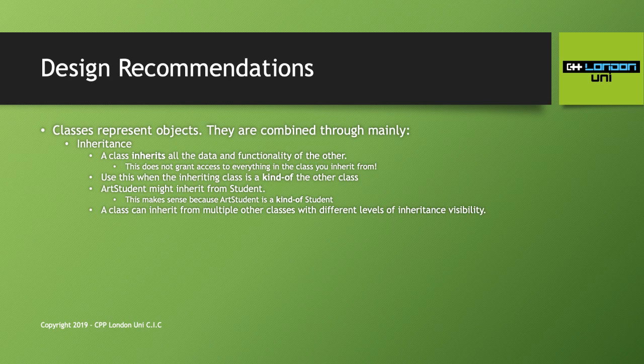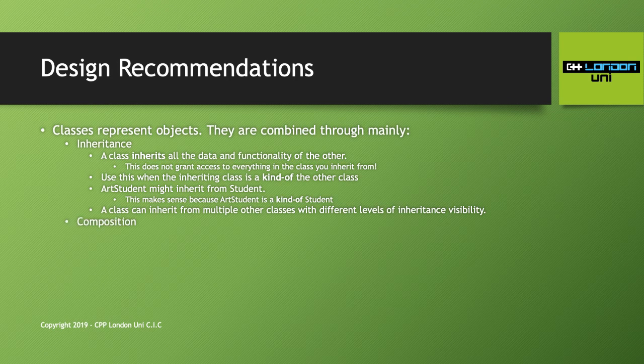Classes can inherit from multiple other classes. You're not restricted to one like in say Java. Obviously in Java you can only inherit from one concrete class. You can implement as many interfaces as you like in Java, but only one class. So in C++ you have no such restriction. You can inherit from as many classes as you want, and you can have different levels of inheritance visibility. This is something very important, which I will also get into later.